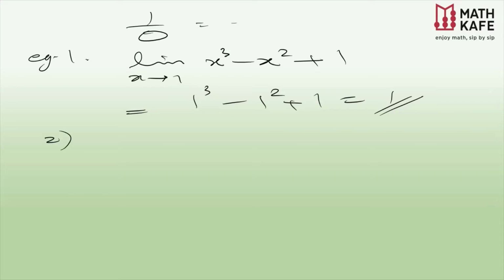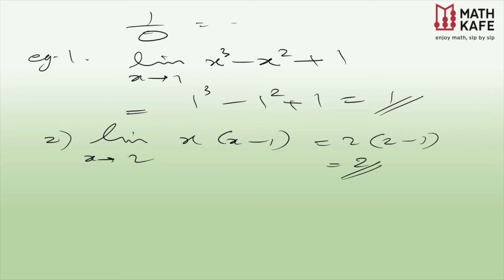Now maybe the second one, I consider this as limit x tends to 2, x into x minus 1. This will become what? 2 into 2 minus 1. This answer is going to be 2. Again, you are free to evaluate the limit whenever the value of the function when x approaches the given limit is a finite value. Wherever the denominator becomes 0, in such a case you can't evaluate directly.